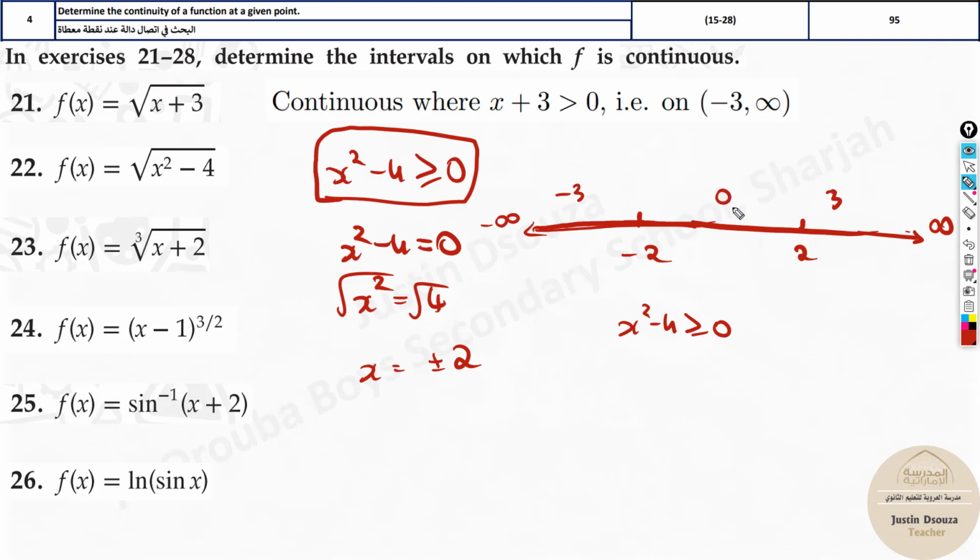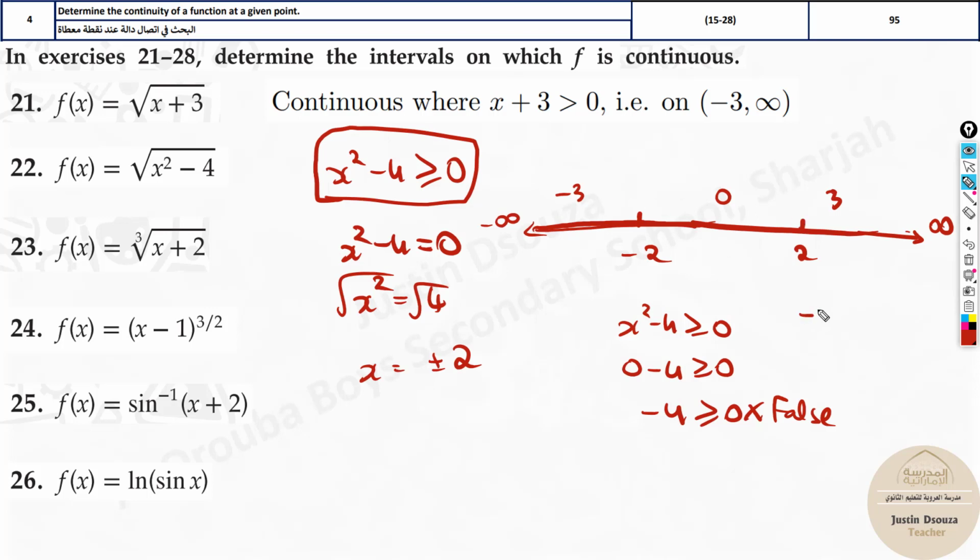Now apply this test value over here. I'll put this test value inside instead of x. I'll put 0: 0 square is 0, minus 4, greater than or equal to 0. Is it true? Minus 4, is it greater than or equal to 0? No, it's false. Wrong.